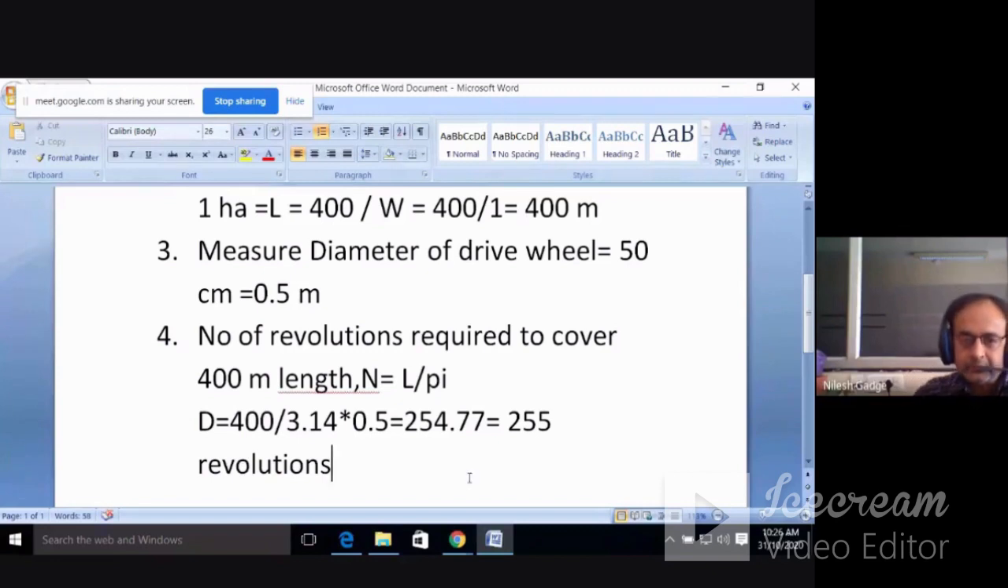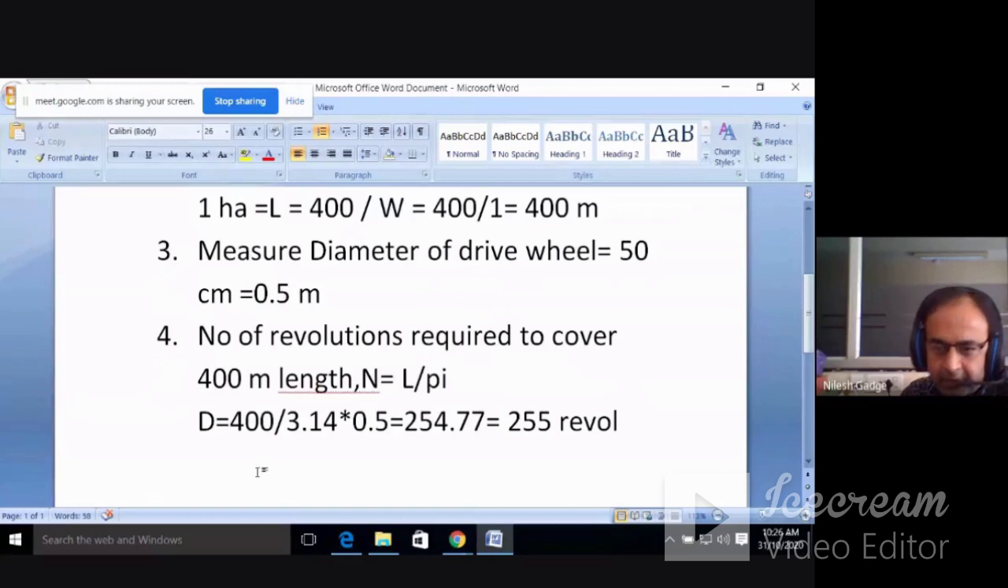So the number of revolutions, in short, are 255 revolutions. Okay. I'm explaining to you by solving such problems.